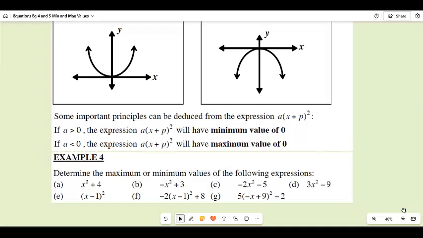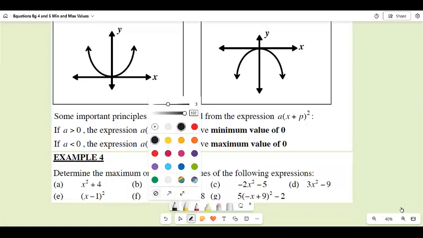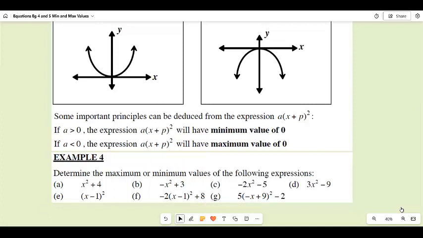Welcome back. Today we're looking at equations. We're going to look at example 4 and 5. Specifically, we're looking at how to determine if an equation has a minimum or a maximum value. On the screen we have two graphs, right? Our first graph is the equation y is equal to x squared.